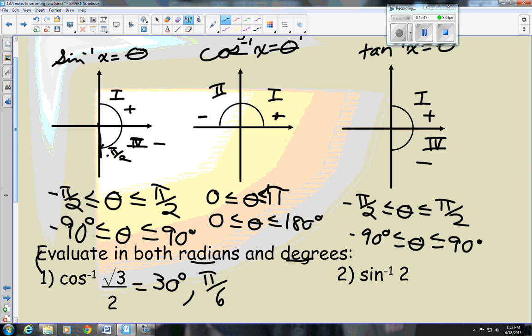Now, keep in mind that if you get something in the fourth quadrant, you're going to need to figure it as a negative angle. Not the one on your circle, but the negative angle. So you'll be looking at like the reference angle.